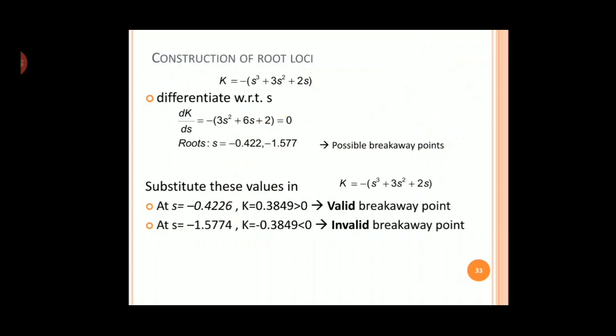So what does the step say? The last step says that substitute the values of s, whatever you had got, into the expression for k. What do I do is substitute the value of s equal to minus 0.422 into the expression for k. Substitute the value of s and get the value of k. So I have got k equal to 0.3849, which is positive. This tells that this value of s is a valid breakaway point. In the same way, you can substitute s equal to minus 1.5774. I get a k value as negative, which says this is an invalid breakaway point.